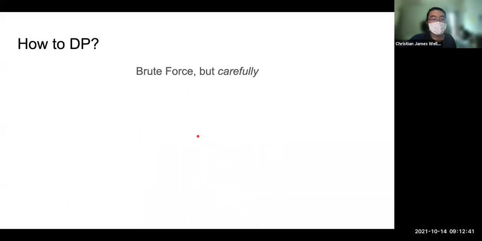Okay, so how to DP, right? The essence of DP is actually brute forcing, but trying to do the brute force carefully. Okay, it sounds a bit abstract now. We'll see that a bit later. So the first thing you have to do, the important step of doing a DP, is to identify what the subproblems are. How do you frame the question to see the different subproblems?